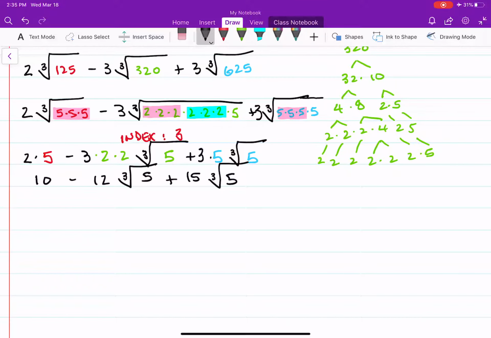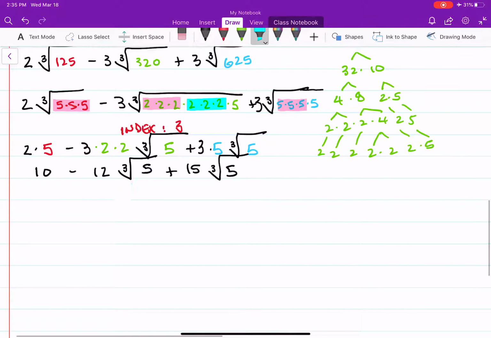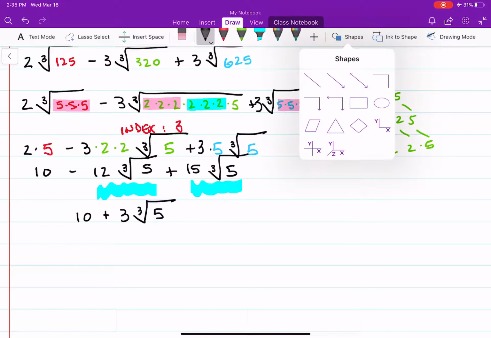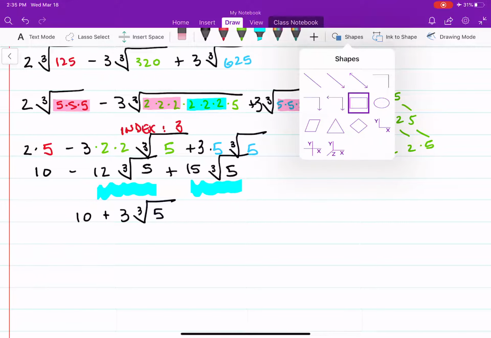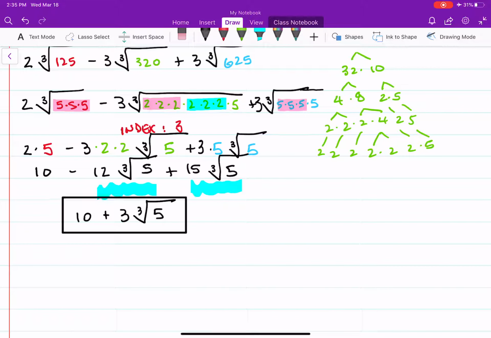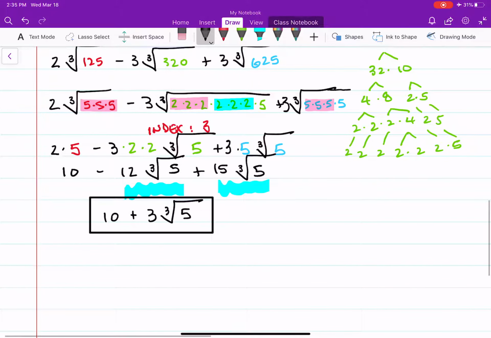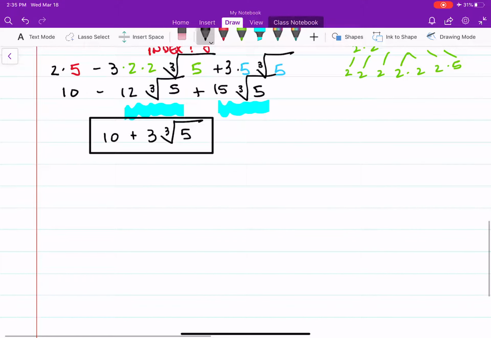Okay, oh look, this and this are the same. So that means my answer is going to be 10 minus, oh, actually plus 3 cube root of 5. So there goes my answer. Okay. Hopefully, if you have any questions, let me know about that. All right, so hopefully everybody followed those steps there.